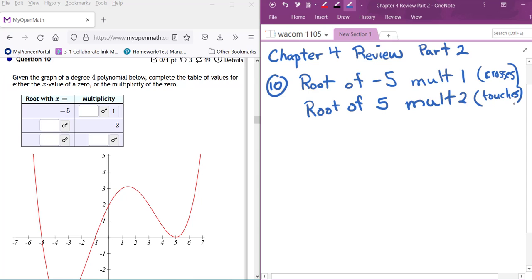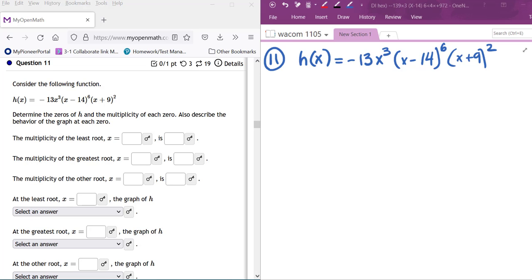And so that just leaves one more 0, which is -1. So it's a root or a 0, same thing. And it will be multiplicity 1, which is odd, crosses, so it's matching the behavior, and these multiplicities all add up to the degree. So 1, 2, 3, 4. So we're good. Next, we'll look at question 11.